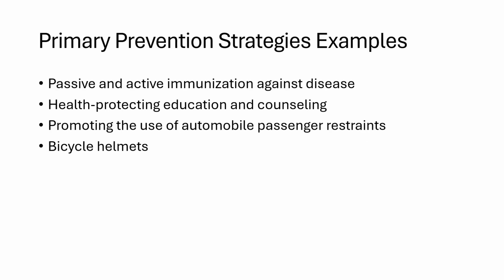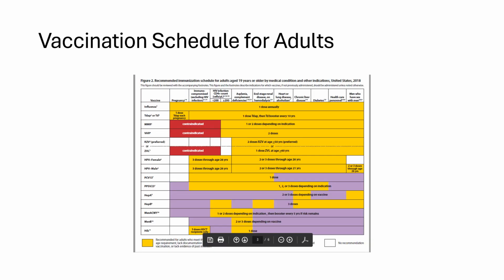So let's look at some examples. Immunizations, education and counseling, promoting the use of automobile passenger restraints and bicycle helmets. I also want to add in here firearm safety, because that's something that we need to consider as well. So there are lots. If you are questioning it, do a Google search, primary prevention strategies examples, and bam, you'll get a zillion of them.